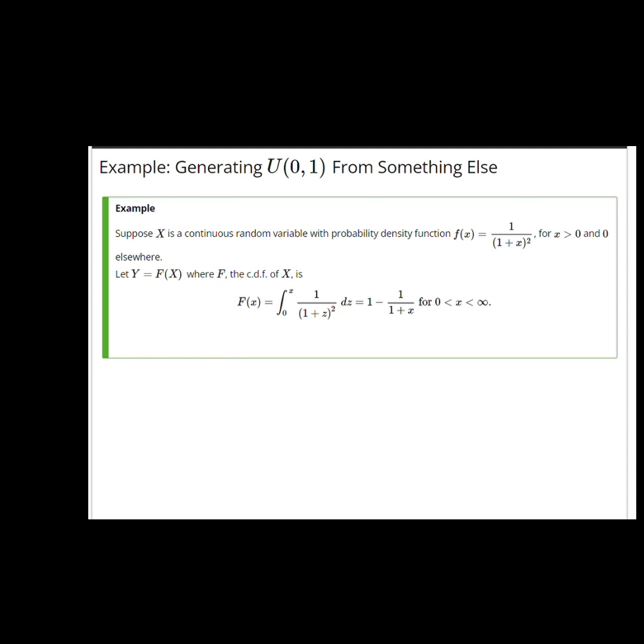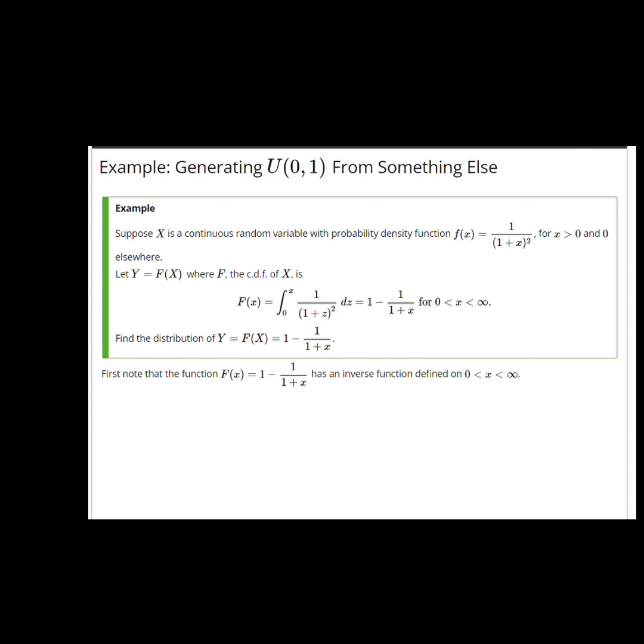Of course, we get the cumulative distribution function, capital F, by integrating the density function, 1 over (1 plus z) squared, from 0 up to x, provided that x is a positive number. My objective here is to try and determine the distribution of that new random variable Y equals F of X.